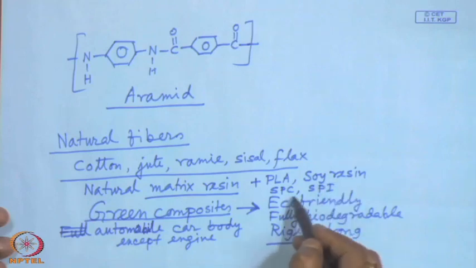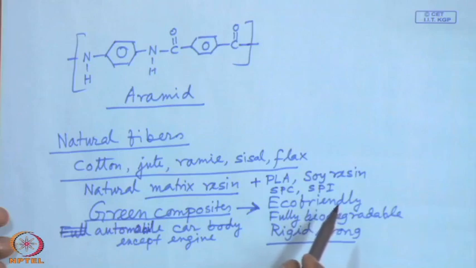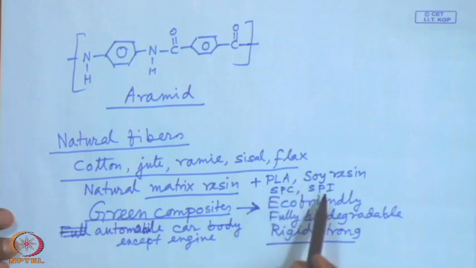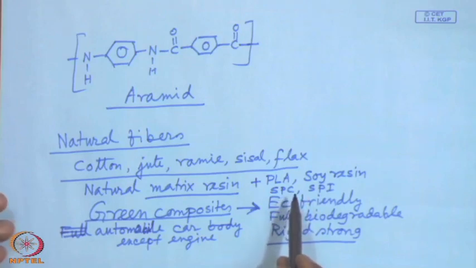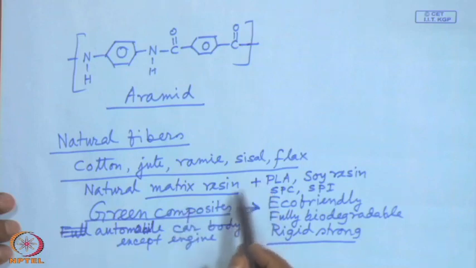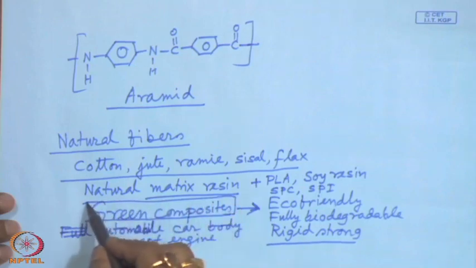Now, this soy resin, SPC and SPI, along with sisal or ramie or flax, have been found to yield very strong green composite, which is rigid, stiff, tough, but it is biodegradable. The resin is hydrophilic. So, if it is not exposed to humid atmosphere, or if it is not kept immersed in water, this resin can perform for a longer period of time, but ultimately when it is disposed, it will degrade. So, this is the nature of the green composites. Thank you.